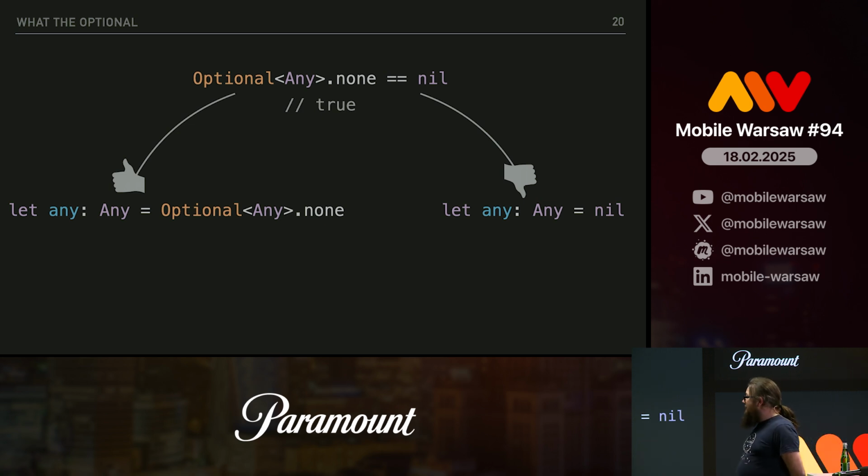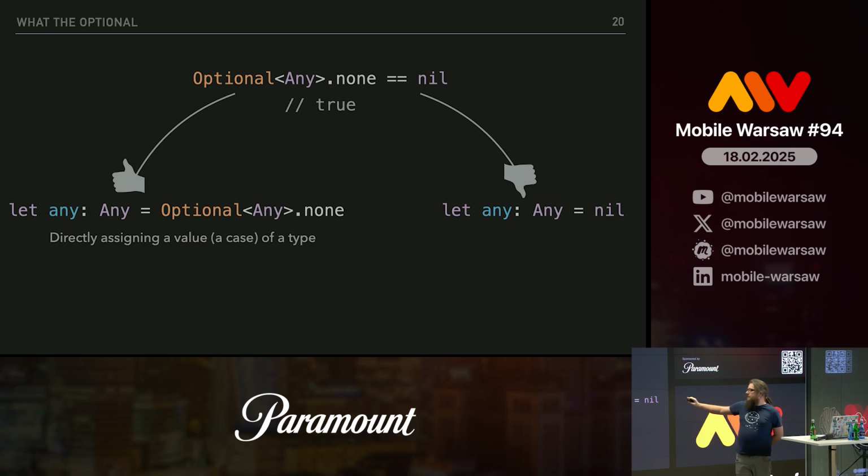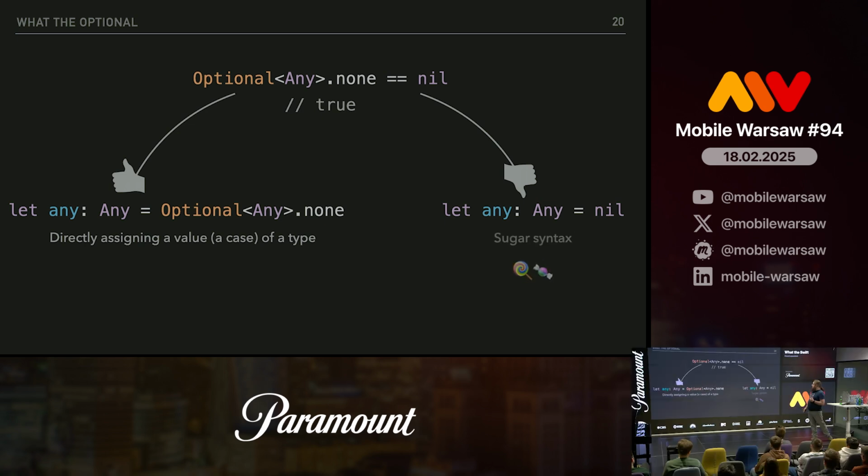And this is basically quite simple. It's because here we are directly telling the compiler what value to use, in this case a case of an enum, right? We are super explicit about our intention. And this is sugar syntax, and sugar is bad for you. So pizza was better, I guess.